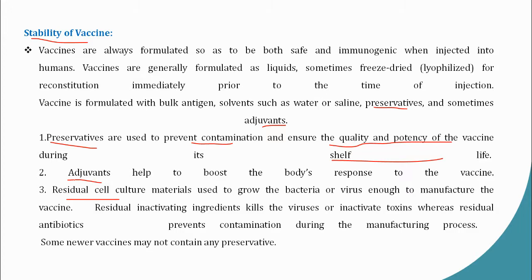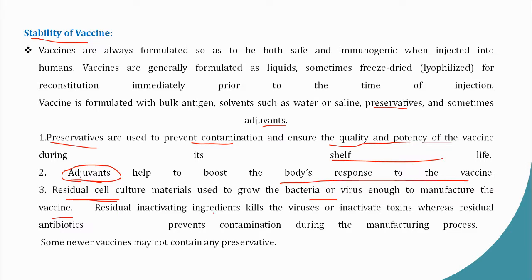The second one is the stabilizing agent, the adjuvants. The adjuvants help to boost the body's response to the vaccine. Next one is the residual cell culture. These residual cell culture materials are used to grow the bacteria or the viruses to manufacture the vaccines. That is the role of the preservatives, adjuvants, and the residual cell cultures.